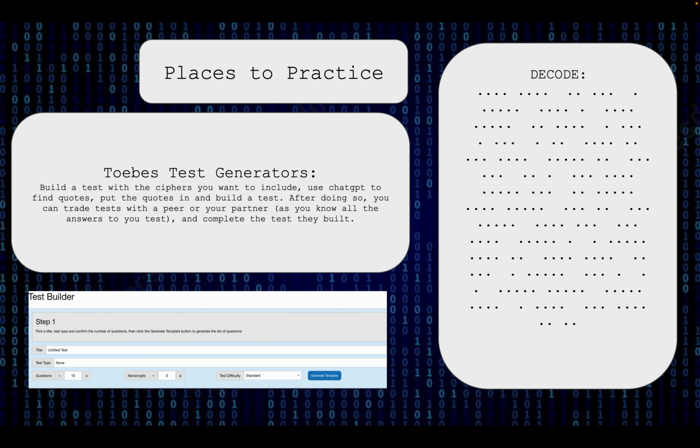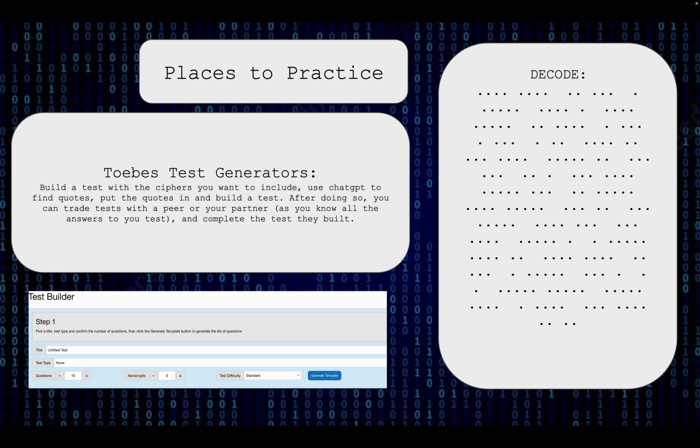A few places to practice. You could use Toby's test generators, which is an online tool which you can make tests with. It uses the exact same format as the usual tests that you will see during a competition. You will first search up TOEBES.com, and you will click the Codebusters building site. Then you will go to Test Builder or Test Template, where you can create a test on your own.